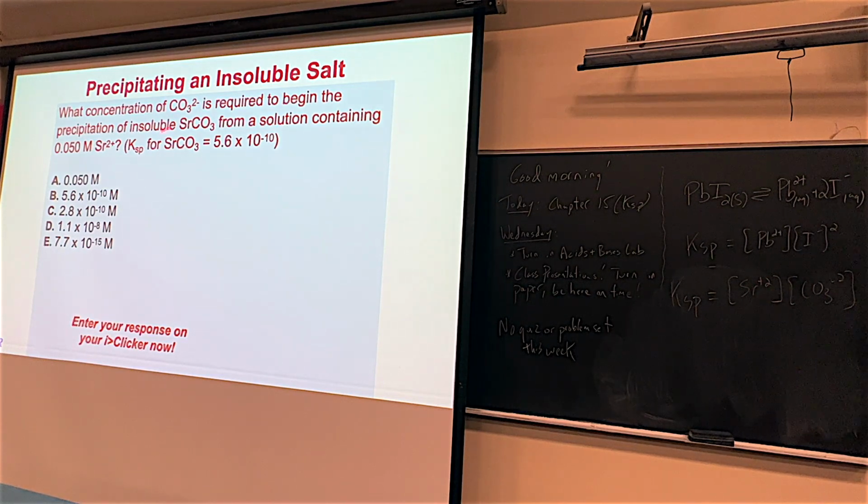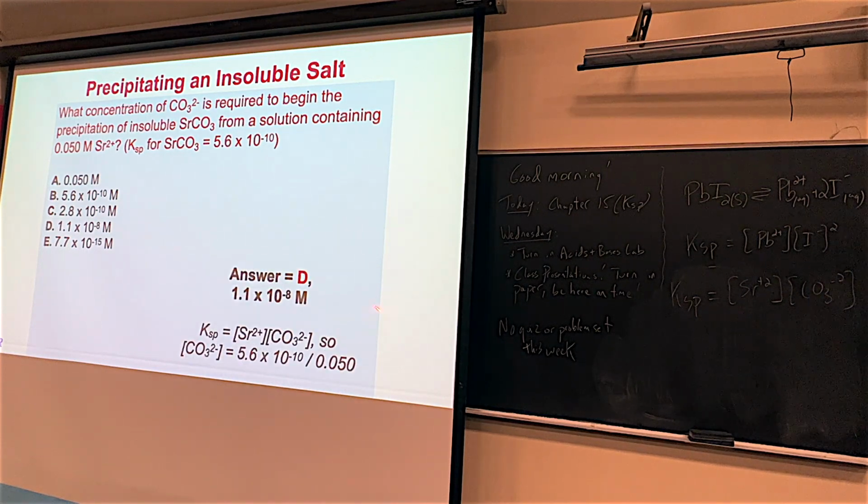Now in this problem, we have the KSP, we have the strontium ion, and we just want to solve for carbonate. So what you would do is take the 5.6 number divided by the strontium ion concentration. The answer comes out to be 1.1 times 10 to the minus 8. So that's the amount of carbonate you would need to begin precipitating the strontium carbonate in this particular problem. Any questions?